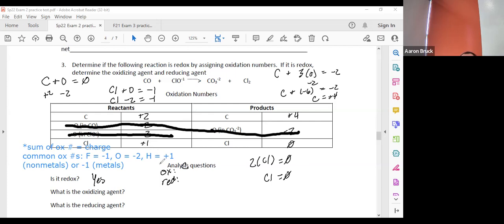Chlorine got more negative, +1 to 0. It got less positive or more negative. Gain of electrons is reduction. So chlorine is the thing reduced. And this is where a lot of you made mistakes in the Chapter 8 quiz, because you tried to overcomplicate the oxidation and reduction processes. Oxidation and reduction do not occur to the reactants. They occur to the elements within the reactants.